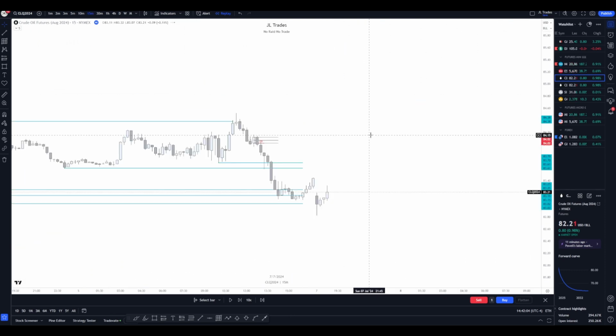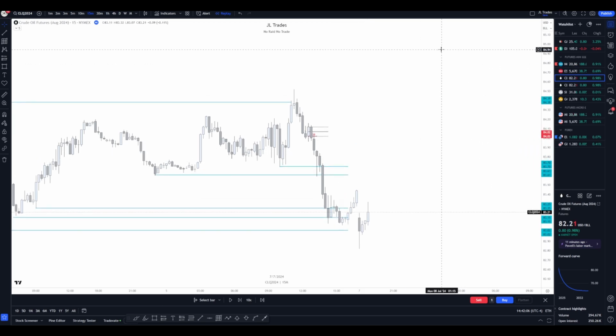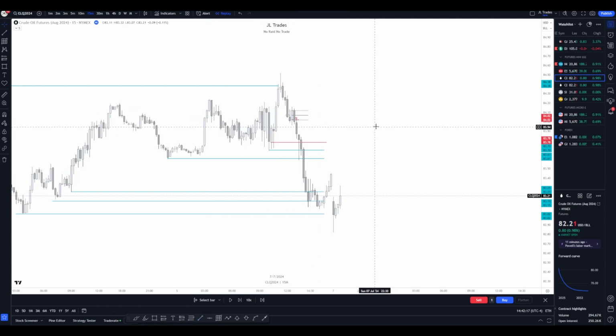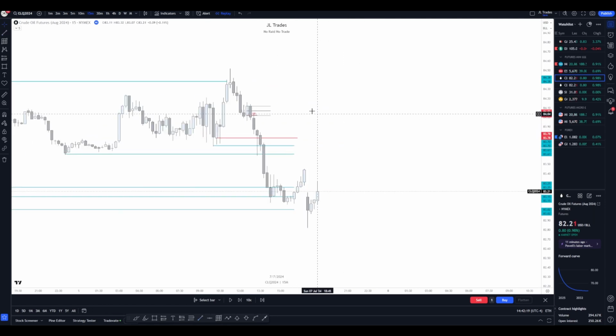Now if you jump down to the 15-minute, do we have a change in the state of delivery? We have a change in the state of delivery. It is a bit later. Our change in the state of delivery, we have a high, a low, a high. So what we'd want to see is closure below here. And that would be our change in the state of delivery on the 15-minute.